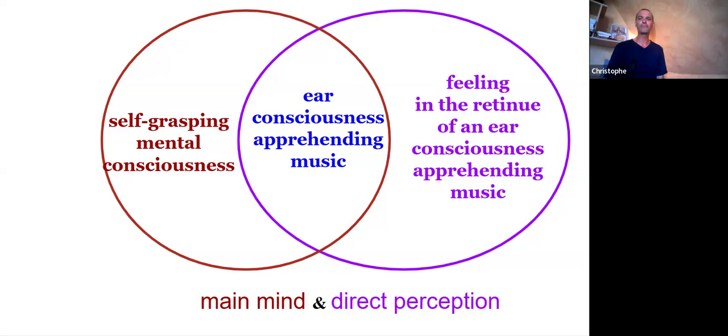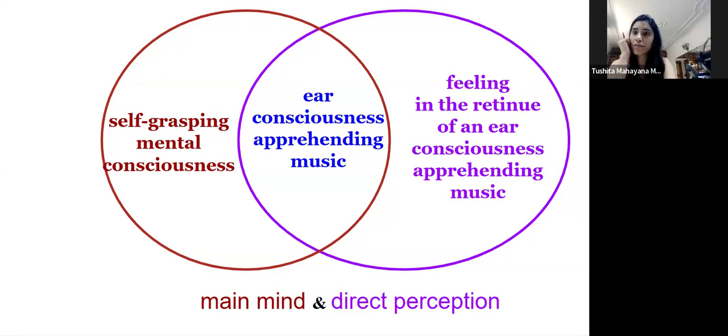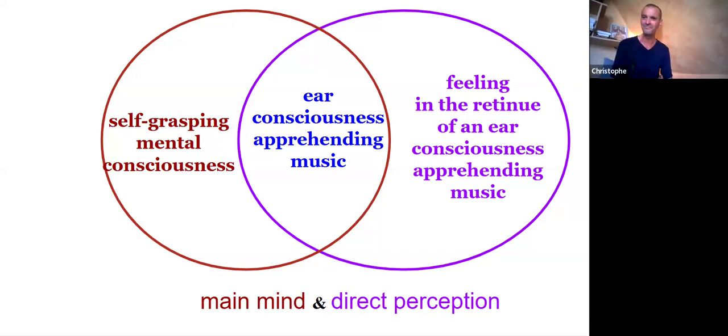It means like one of the 5 omnipresent mental factors which are associated with that ear consciousness. In the retinue of means that they are associated with, they are one substance with the ear consciousness. So because the ear consciousness cannot do anything without the 5 omnipresent mental factors, it is able to experience objects because of the mental factor of feeling. If the mental factor of feeling were not there, oh, sorry. Yes, please.